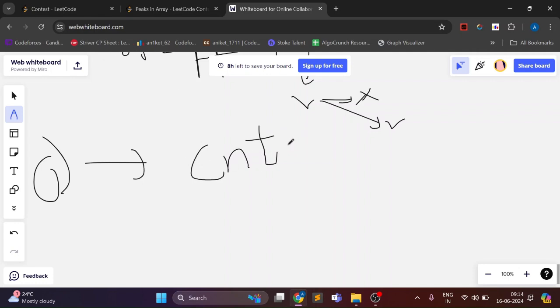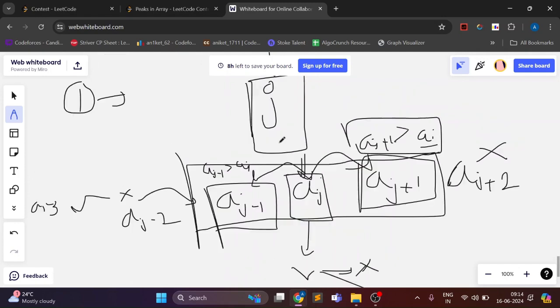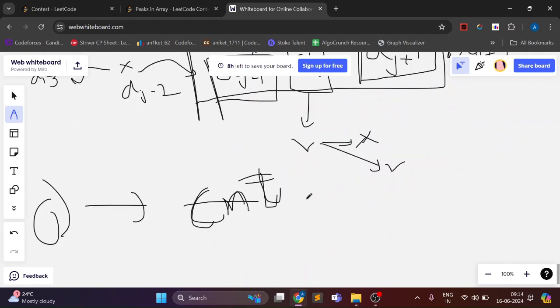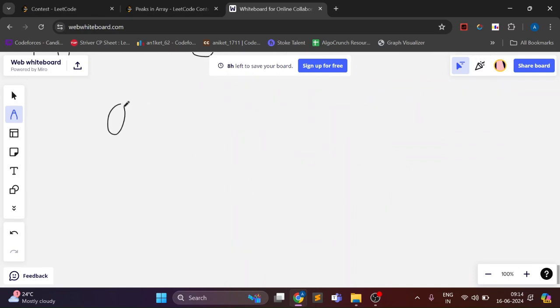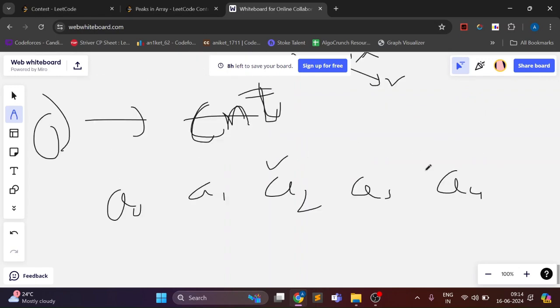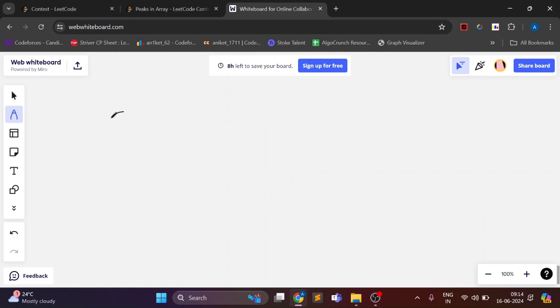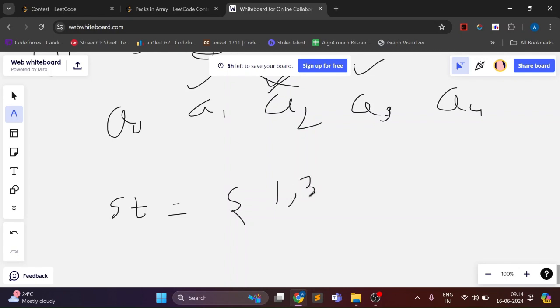I can maintain an ordered set which stores all the indices which are peaks initially. So let's say A of 0, A of 1, A of 2, A of 3, A of 4. Let's say this 1 and this third index position elements are peaks. So what I will do in my set, I will store 1 and 3. So this is an ordered set.